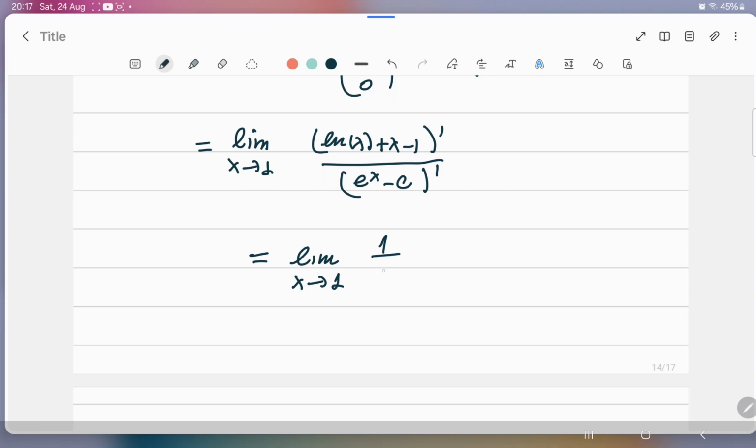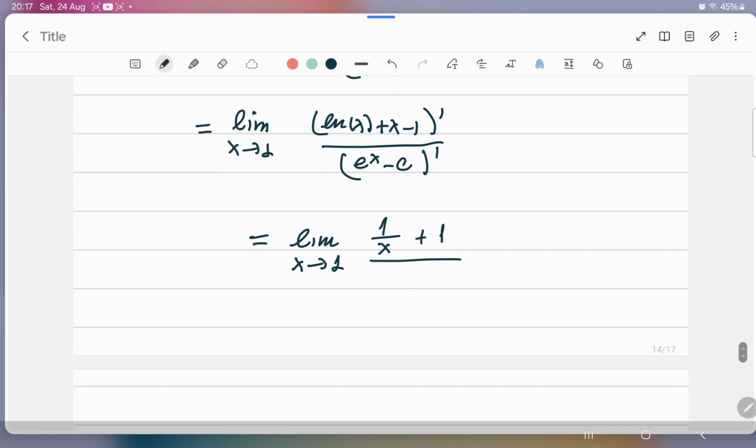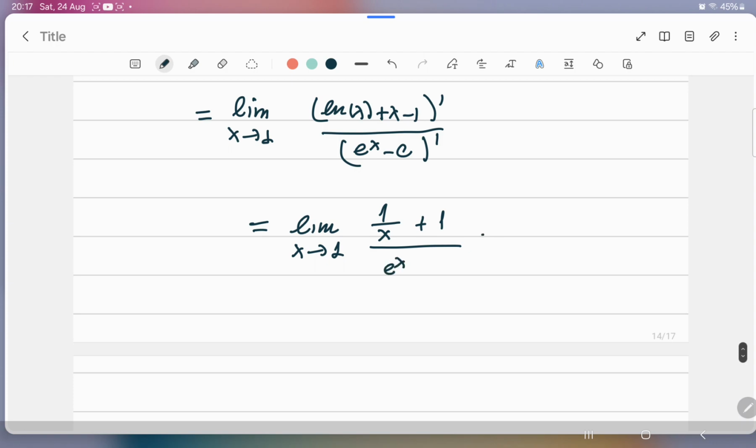The derivative of natural logarithm of x is 1 over x, plus 1, over e to the power of x. I substitute and I have 1 plus 1 in the numerator, e to the power of 1 in the denominator, so it's 2 over e, the last limit.